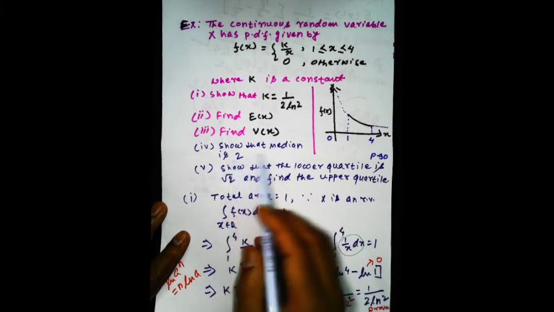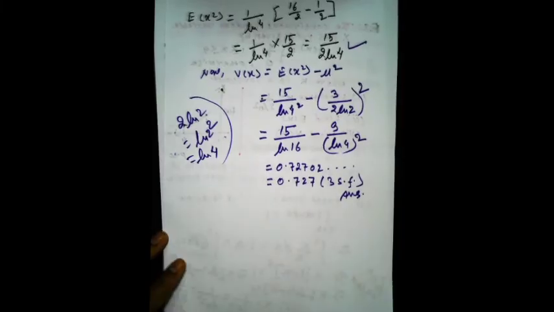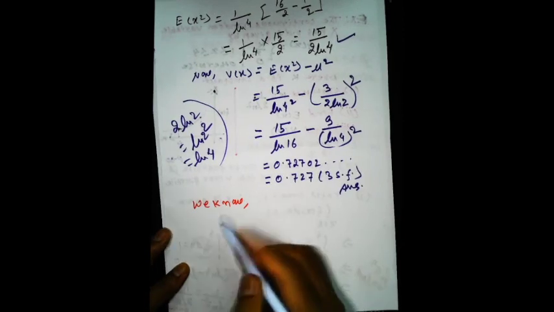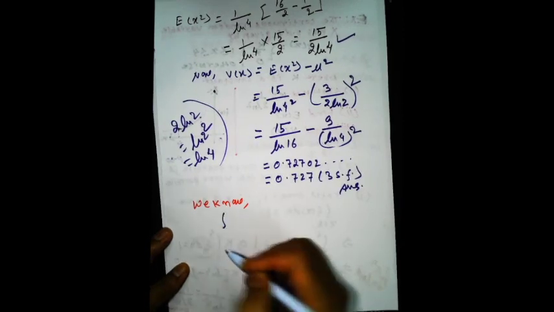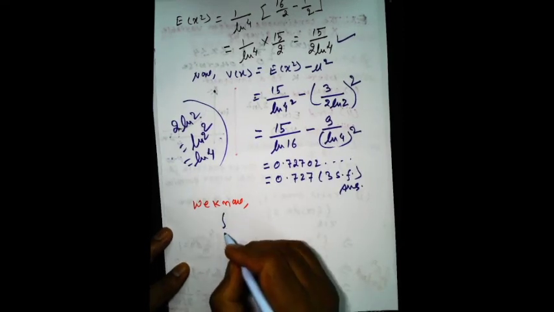Now we have to show that the median is. So we know how to find the median. In order to find the median, we have to integrate the given function from the lower limit of x.